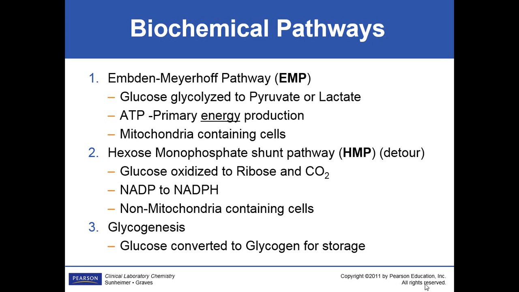So the bulk of the pathway is the first one, the EMP. But some of them are going to go this way, so they can feed those cells that don't have the mitochondria. Okay?